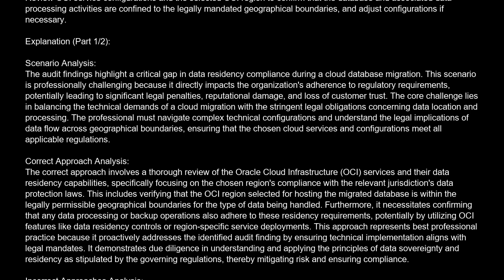Incorrect approaches analysis. An incorrect approach would be to assume that simply migrating to OCI automatically satisfies data residency requirements without explicit verification.